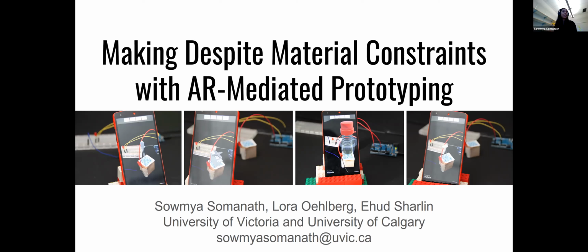Okay, so hello, my name is Sowmya Somanath, and I am an assistant professor at the University of Victoria in Canada. And today I will be talking about our paper, which is titled Making Despite Material Constraints with Augmented Reality-Mediated Prototyping. So in the short talk, I will briefly cover some of the motivations for this work, show you a prototype tool that we built, and share with you some lessons that we learned.